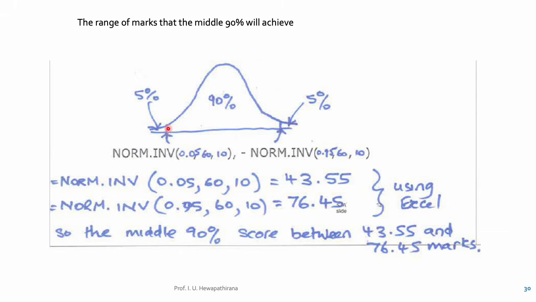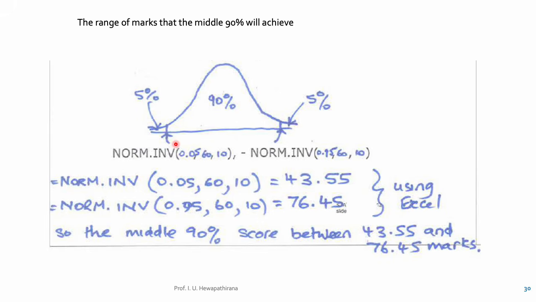So what is the range of marks that the middle 90% will achieve? The range, let's say this is simple A and this is simple B, lies between the middle 90%. So the rest will be 10%, and because this is a symmetric density curve, it has to be divided equally in these two tails. So here will be 5%, here will be 5%.